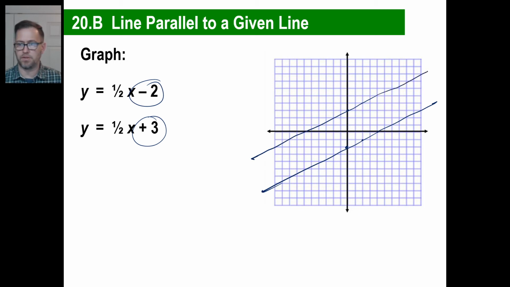Now, those lines are parallel, okay? And the reason they are parallel is that they have something in common. So what do they have in common? The slope, right? If you have two lines that have the same slope, they will be parallel. We'll deal with perpendicular later, but that's all you need to know for this lesson: if two lines have the same slope, they will be parallel lines.